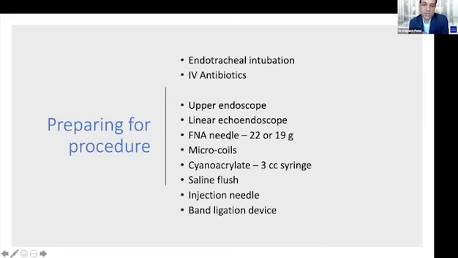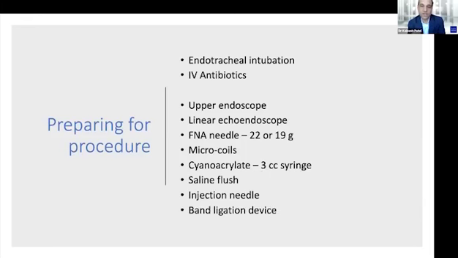I'll show you the needles. We typically will, in this case, use an FNA needle. We're not taking a biopsy. And depending on the type of coils, which I'll review, we'll use either a 22 or 19 gauge. And of course, the coils, which I'll show you in a second. And we'll have cyanoacrylate available. Here, we use Dermabond, and we're not going to ever need to use more than 2 cc's. So I have a 3 cc syringe with it drawn up, ready to go.